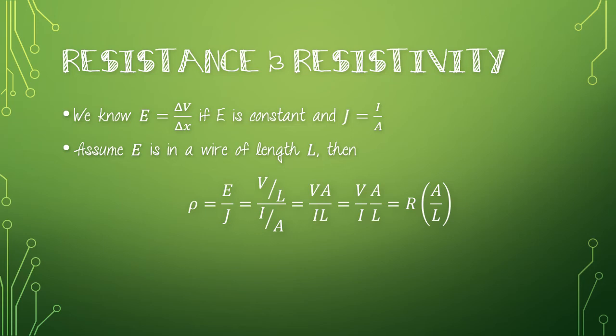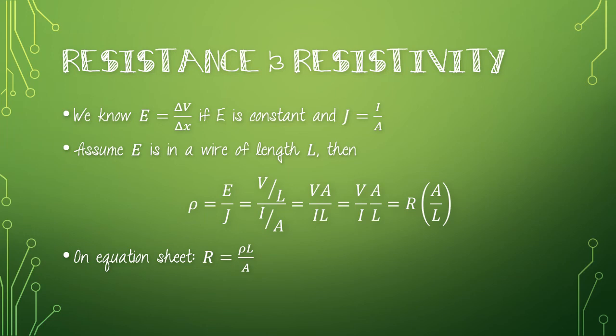Plugging those two expressions into my equation and simplifying so I don't have a fraction in the denominator gives me the potential difference times the cross-sectional area divided by current times length. Now, I could express this as potential difference divided by current times area over length. And we know that potential difference divided by current is R. On your equation sheet, this is expressed as the resistance is equal to the resistivity times the length of your object divided by its cross-sectional area. That equation is on your equation sheet.